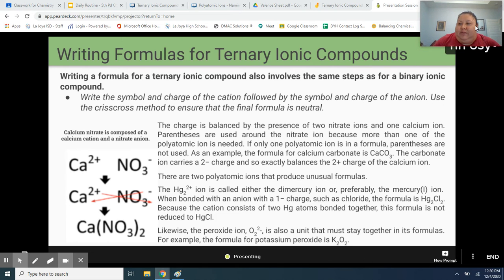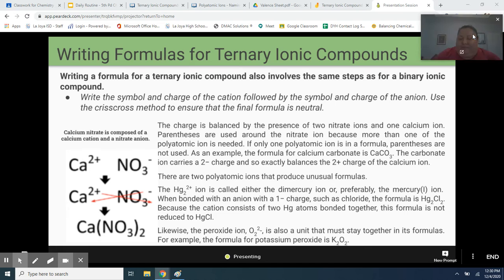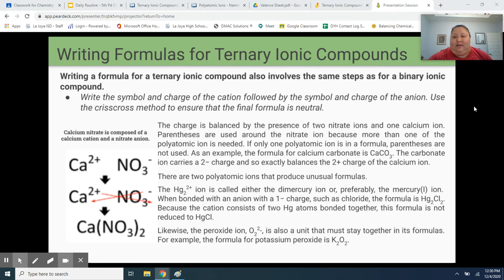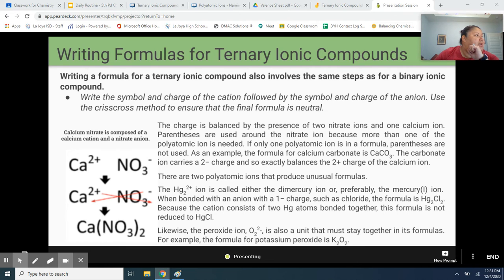And according to the reading, if we continue our reading of this section, it says writing a formula for ternary ionic compounds also involves the same steps as for binary compounds. And then they break it down to you about the steps. And it says it here, number 1, write the symbol and the charge of the cation, followed by the symbol and the charge of the anion. Use the crisscross method to ensure that the final formula is neutral. Okay, and then they give us an example. Calcium nitrate is composed of a calcium cation and a nitrate anion. All right, so I'm going to be going into Jamboard so that we can go over it in detail, what they mean by that.